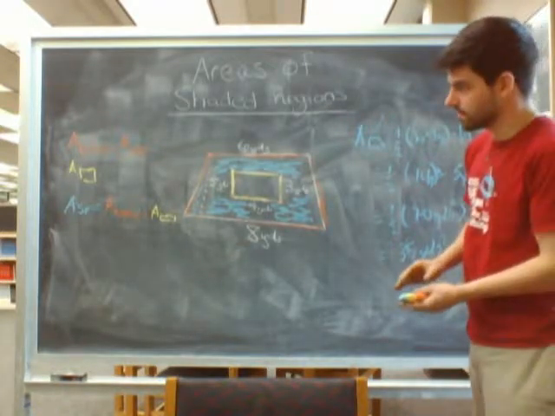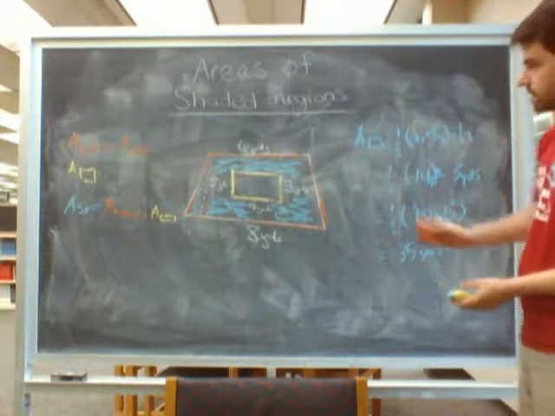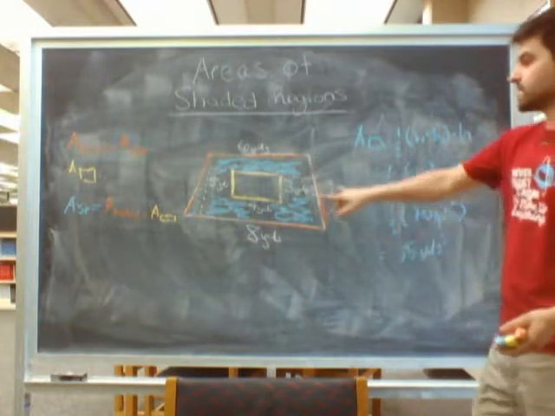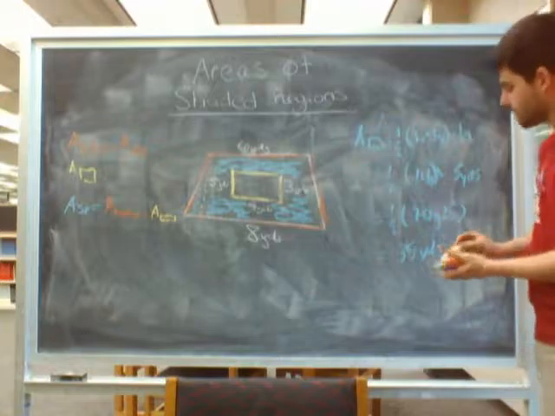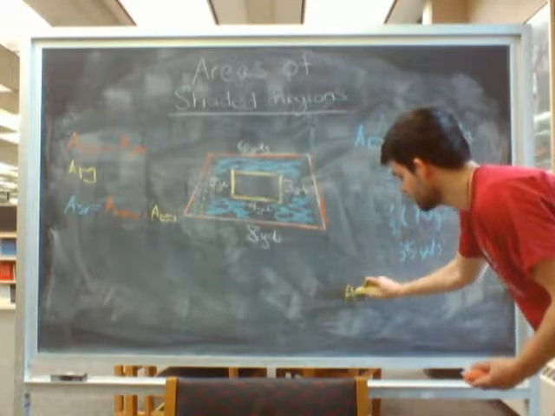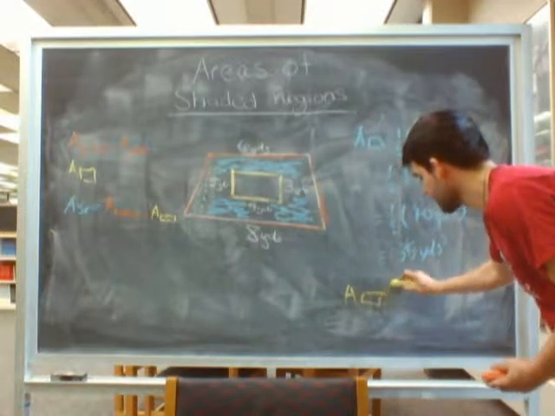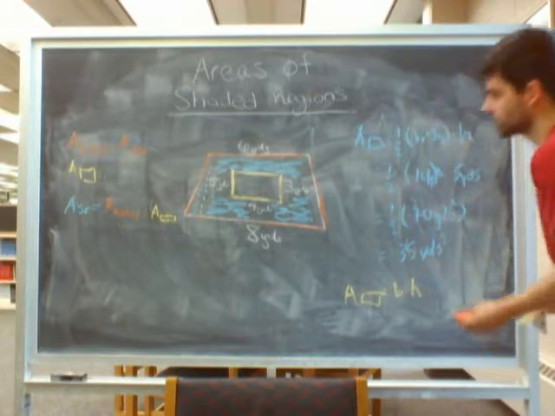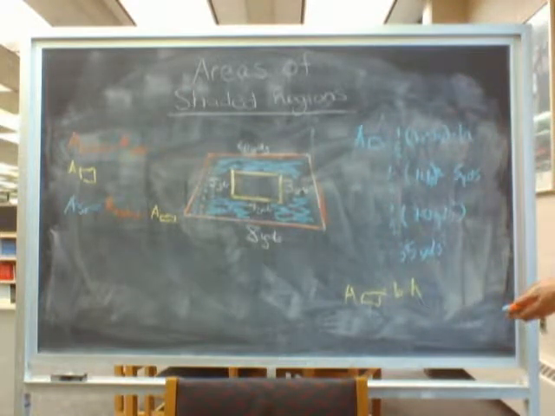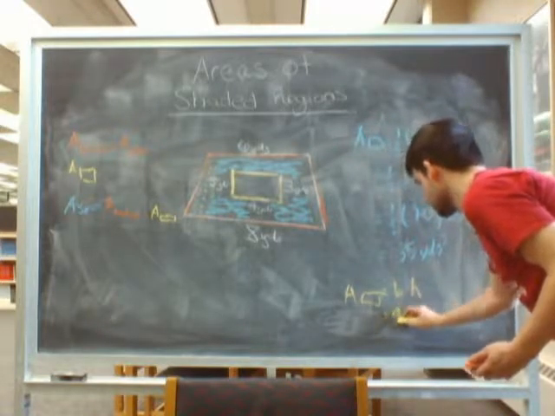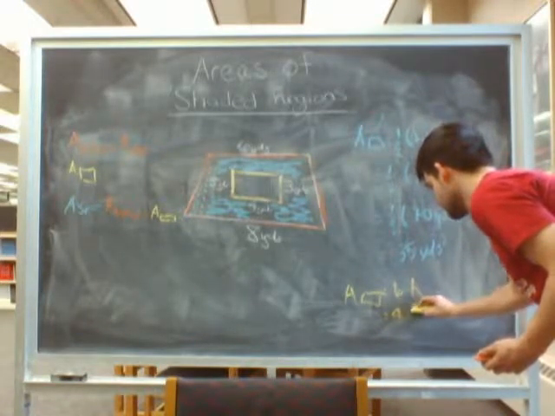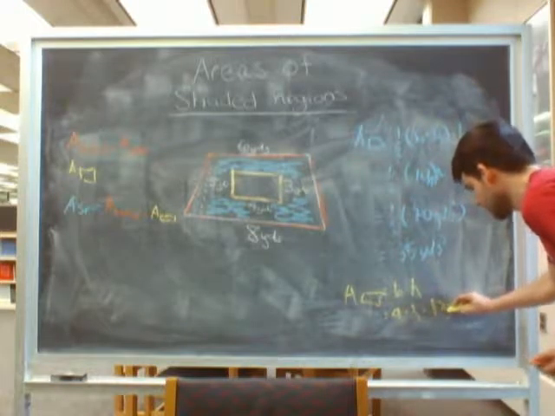Okay, so now we have that. Now let's calculate the area inside of the rectangle. And we know that the area of a rectangle is just base times height, which is going to be equal to 4 times 3. And that's going to be 12 yards squared.